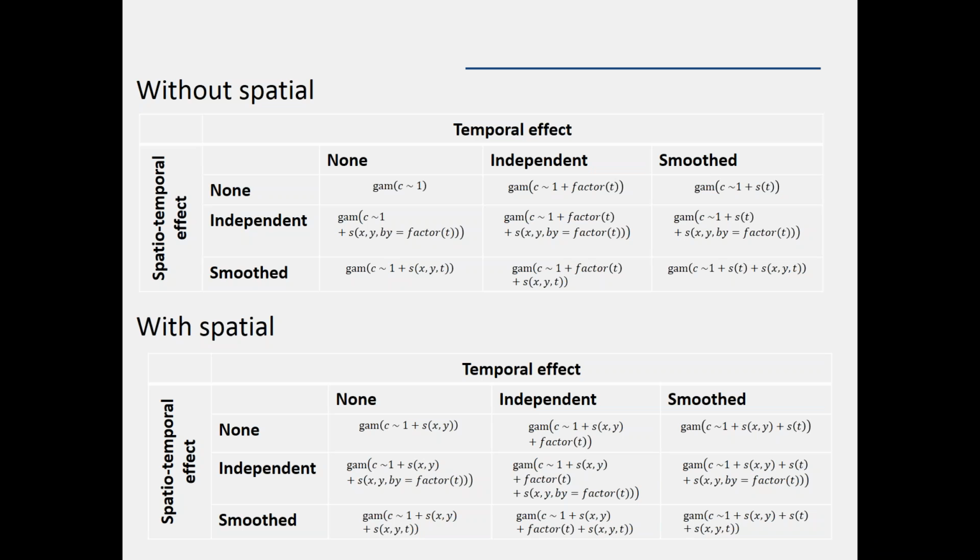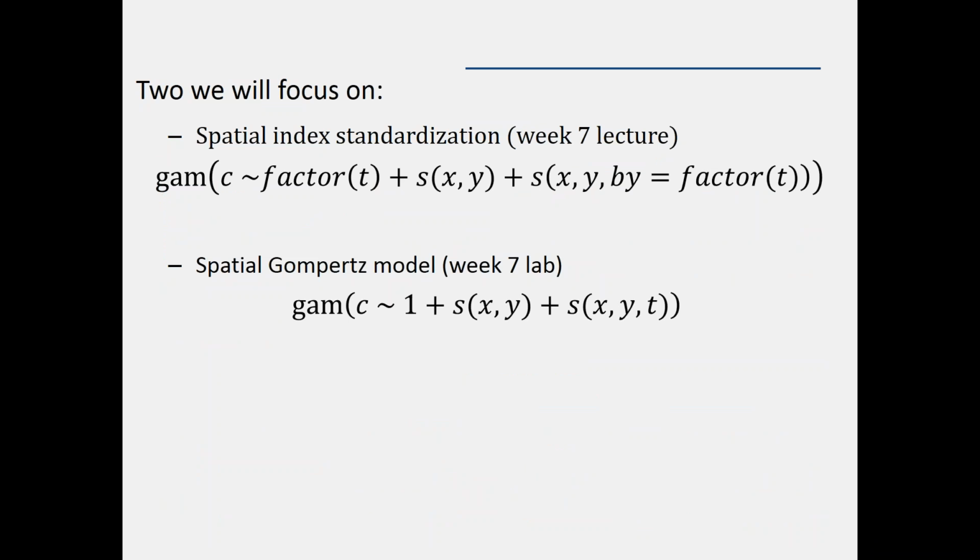Okay, so today we're going to talk about that spatial index standardization model. And then in the lab, we'll talk about the spatial Gompertz model, so putting a smoother across space-time and year, but using a tensor spline.